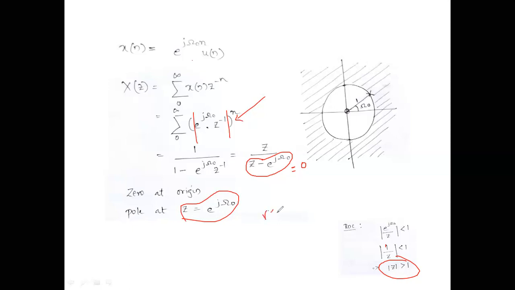If at all I have r e to the power j theta, this means it is a circle with radius r and phase angle theta. Here the radius in terms of r is 1, and theta is 0. So this is the pole. This here is the pole. So one more problem done.